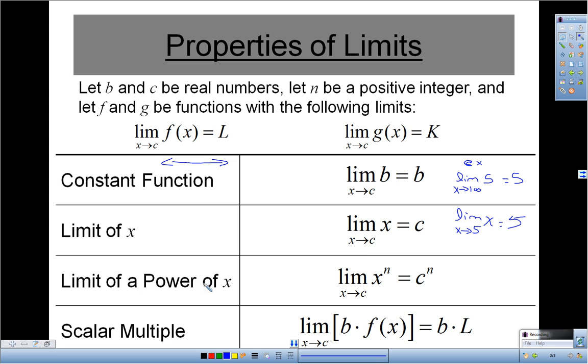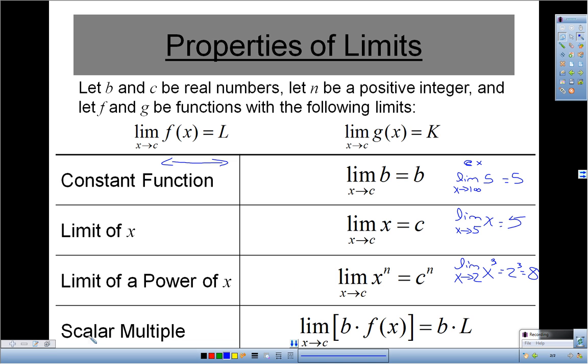Alright, if you want to find the limit of a power of x, like for example the limit of x to the nth power as x approaches c, then you would simply plug c in for x, and that would be c to the nth power. That would be your answer. So for example, if I want to find the limit of x cubed as x approaches 2, just like the example a while ago, this would be 2 to the third, so that would be 8.